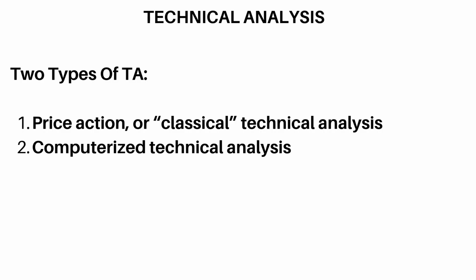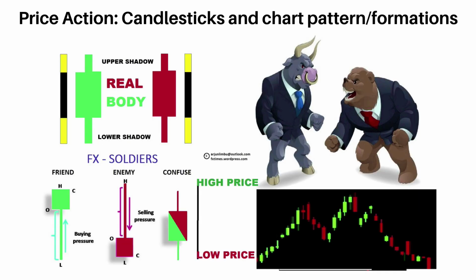Now, there's two types of technical analysis. There's price action, which is the classical technical analysis, and then there is computerized technical analysis. So let's go over the price action or the classical technical analysis. Price action TA is when you gather all of the information from the past movement of the price and you look for shapes and formations in the price action. You then use that to come up with hypotheses on where you think the price will go.